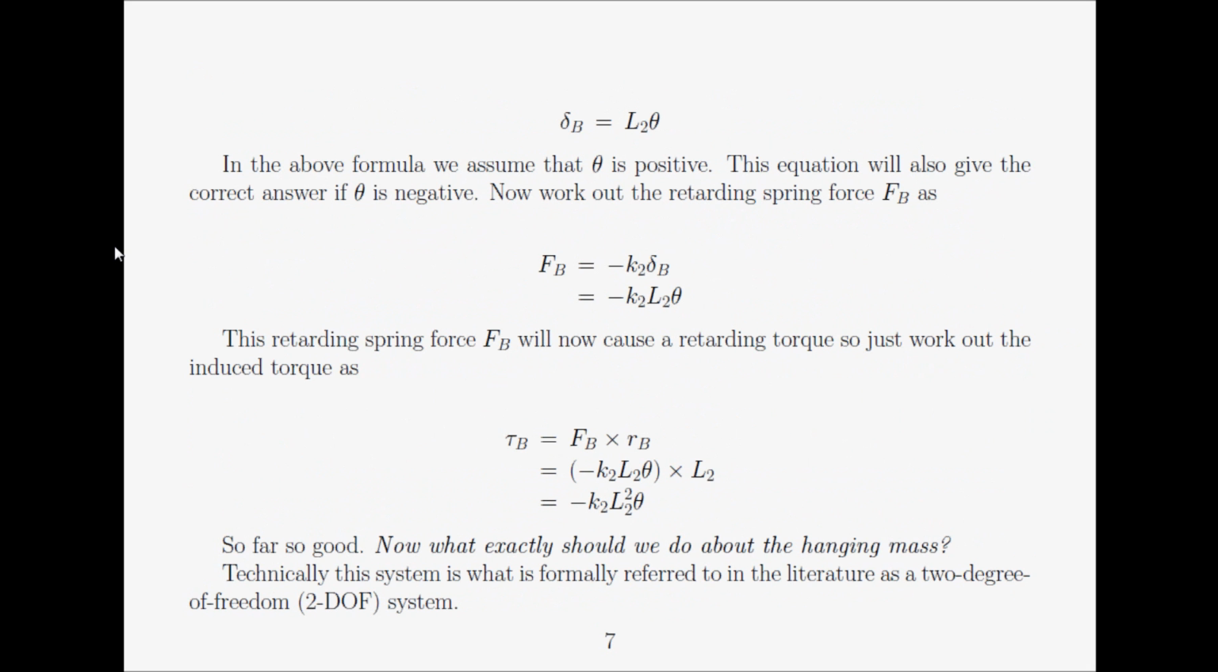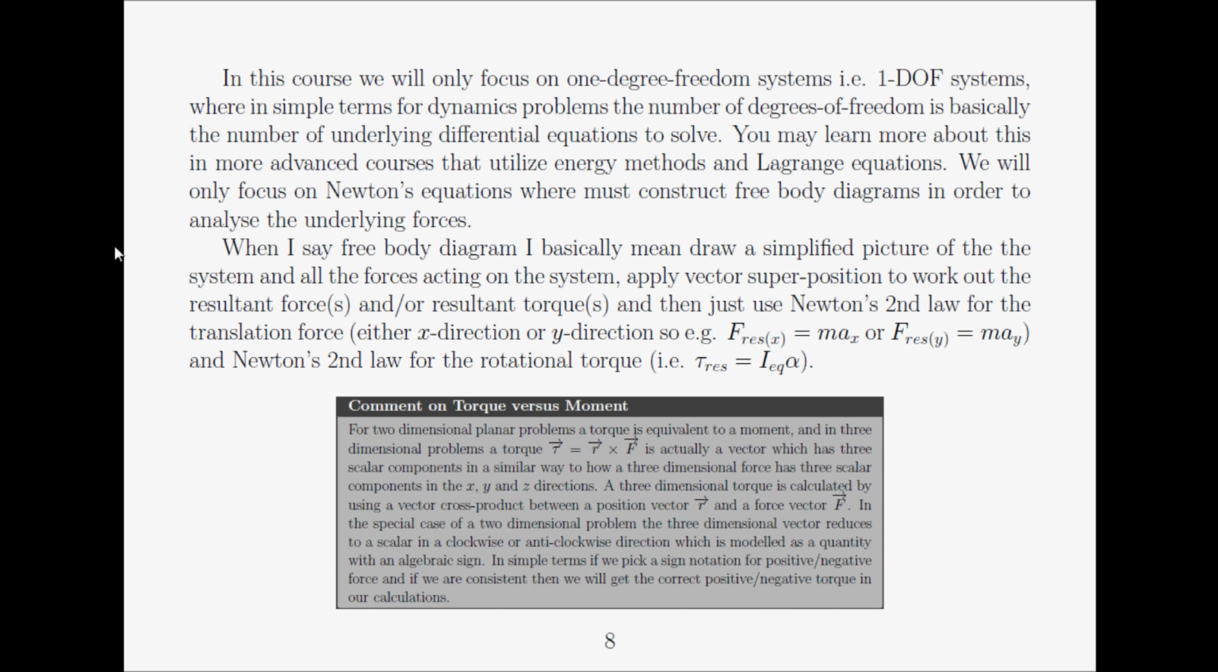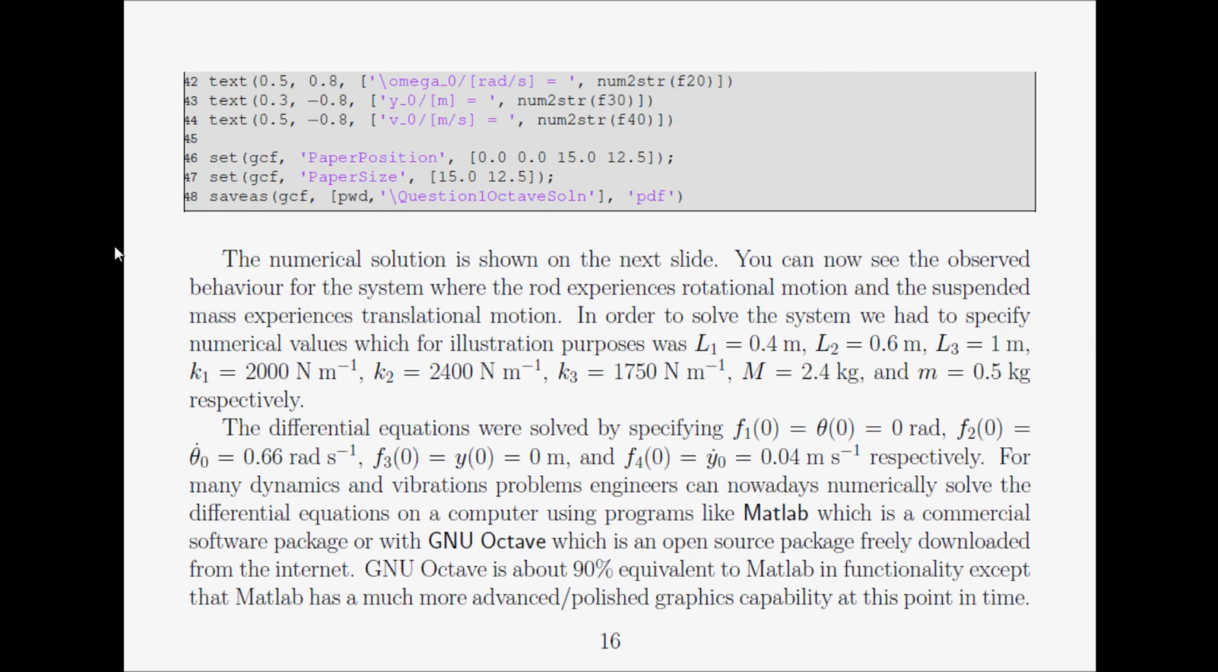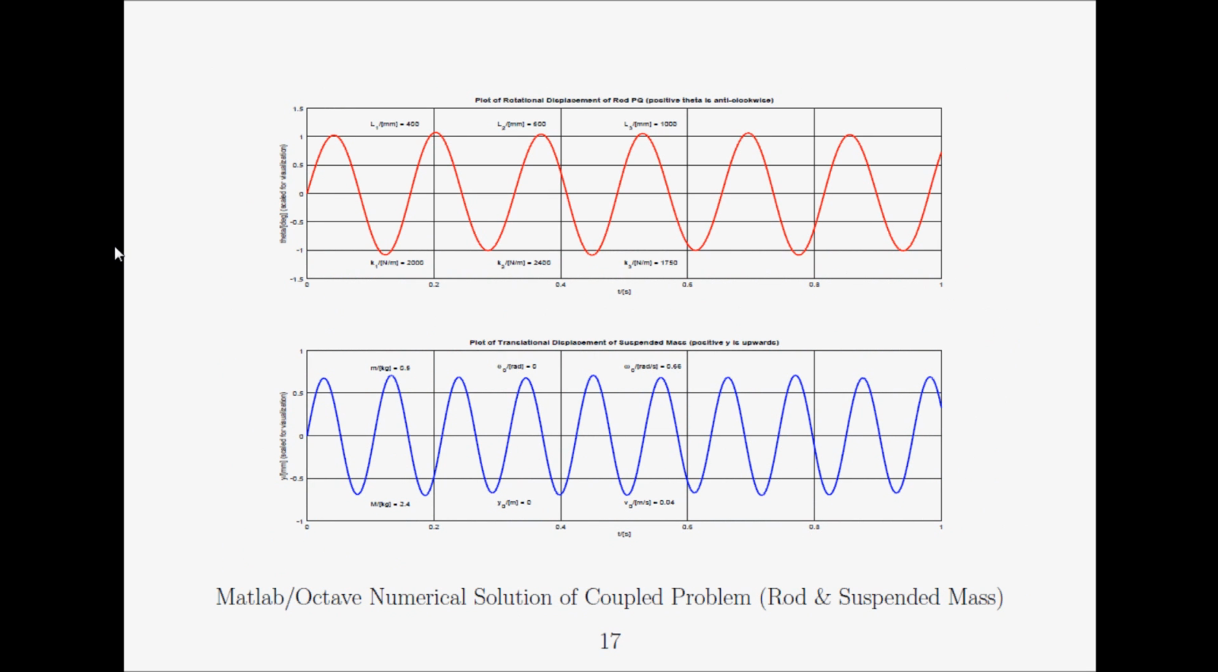When we do a full simulation, the answer at the end of the day appears in the following graphs. The red is the rotational displacement of the rod, in other words the angle theta as a function of time, and we see theta is basically going up and down. It is oscillating, in other words it is vibrating about the equilibrium point, and the deflection y is also oscillating. It is going up and it's going down.